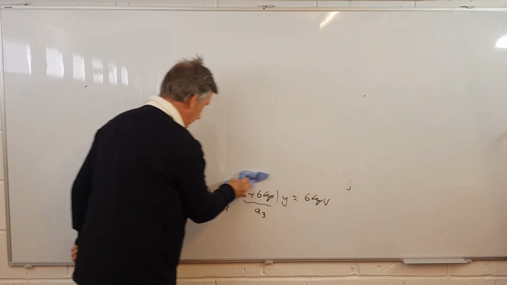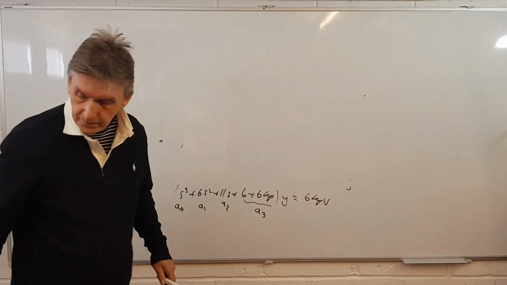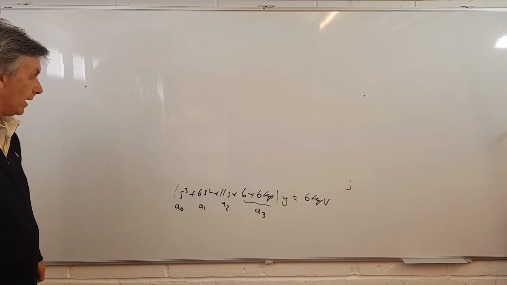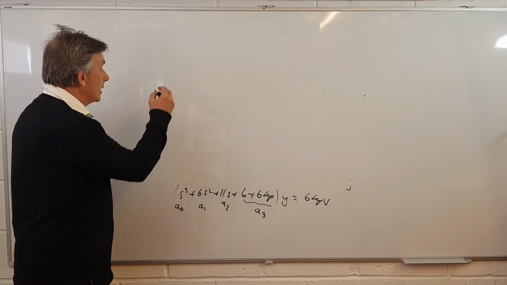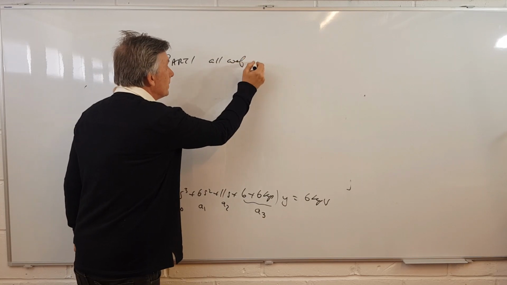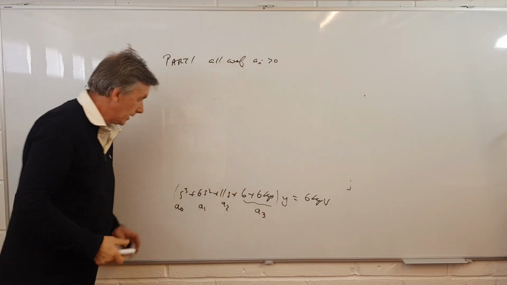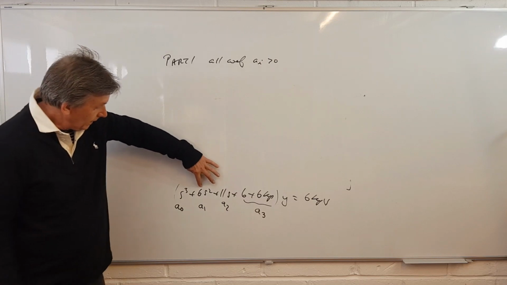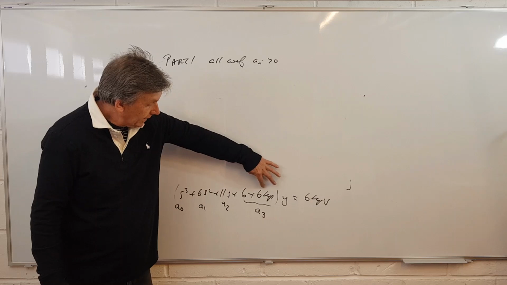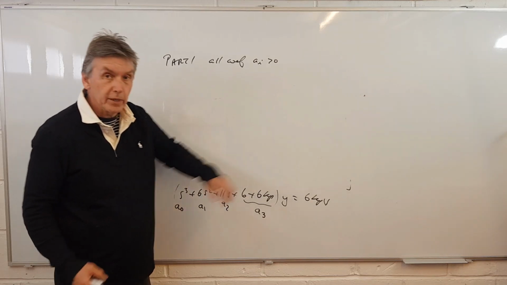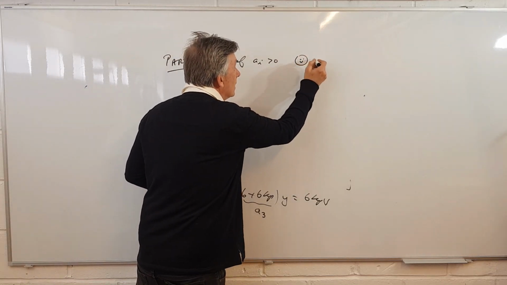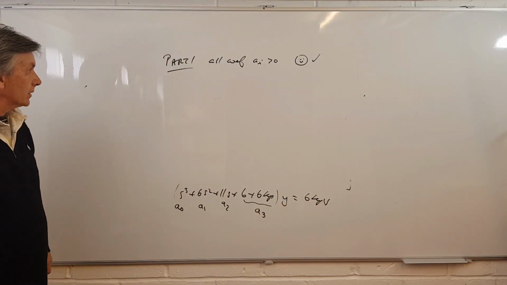So here we have now the equation, and we know now that the Hurwitz stability test is in two parts. Part 1, all the coefficients Ai greater than 0. So looking at this, 1 greater than 0, 6 greater than 0, 11 greater than 0, 6 plus 6 Kp, as long as Kp is positive, that'll be greater than 0. So in this particular case, part 1 is passed. So we can then go on to part 2 now.